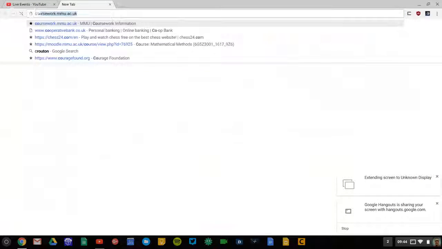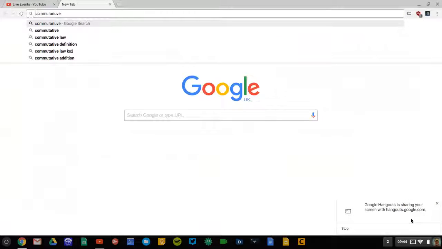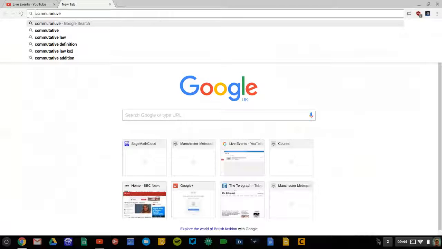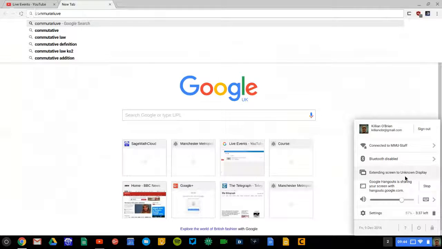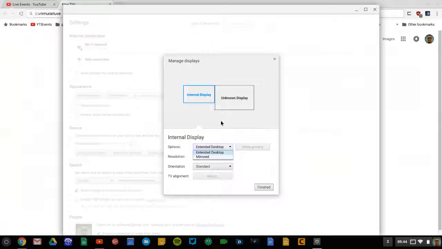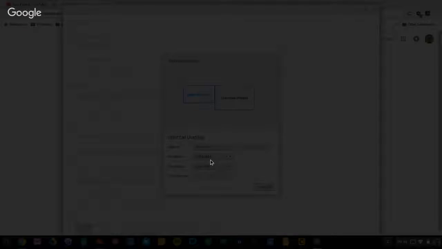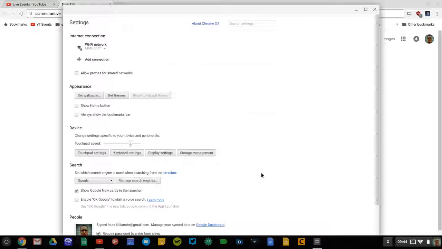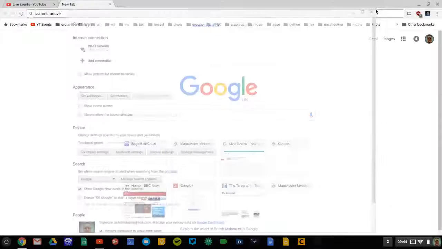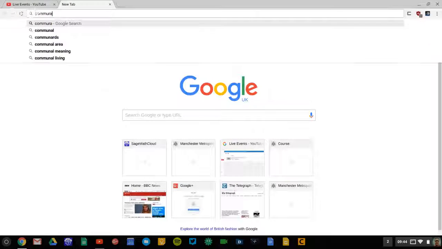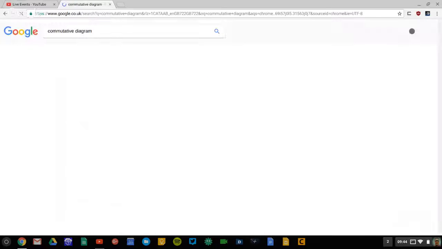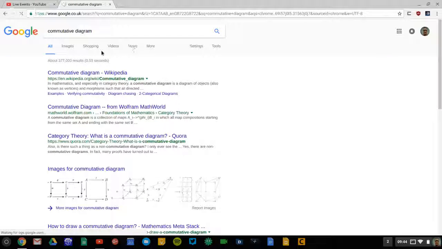But if you do a Google search for commutative, hang on, just get this so you can see my screen. Can't see my screen. Well, you can see that screen, but hang on. I'm going to mirror the screen. Okay, you can see that. Good. So if you just Google the phrase commutative diagram, look for images.